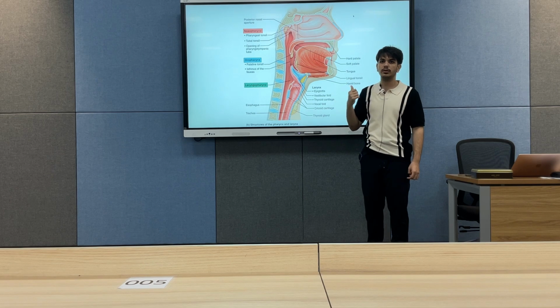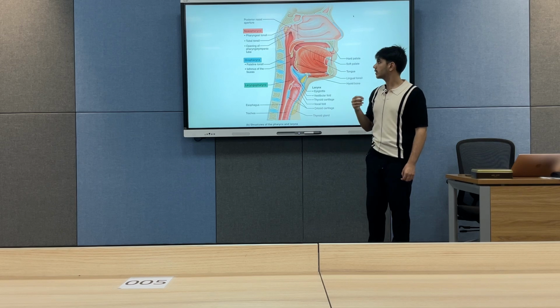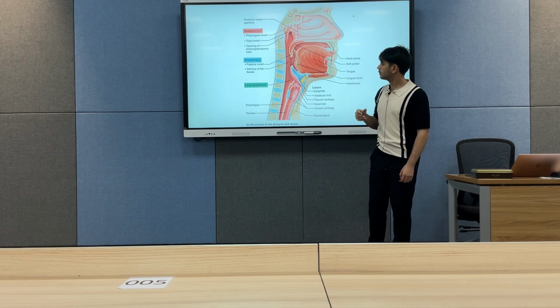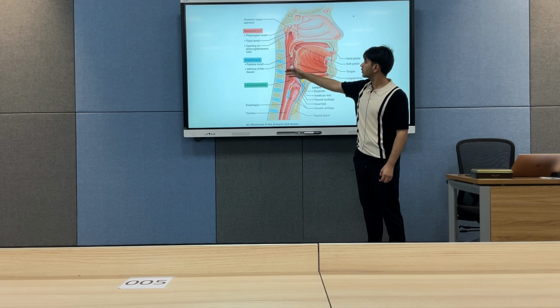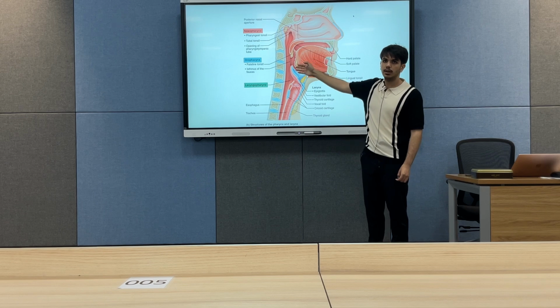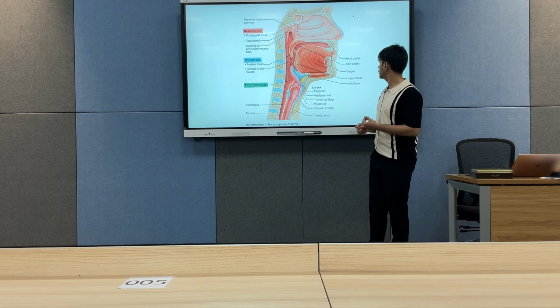What's the function of the pharyngotympanic tube? Equalizes the pressure. It equalizes the pressure in your ear. So it's a connection to your middle ear. Okay, so let's move inferiorly. We move on to the oropharynx. The oropharynx is continuous with your mouth cavity. It houses 2 tonsils, the palatine tonsil and the lingual tonsil.